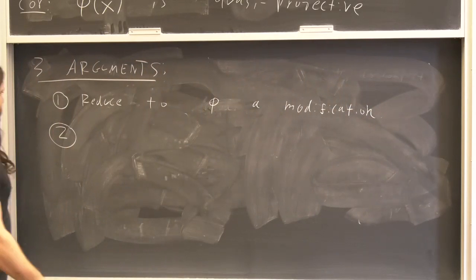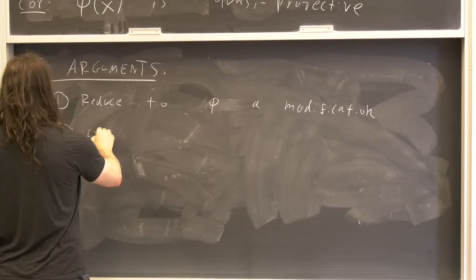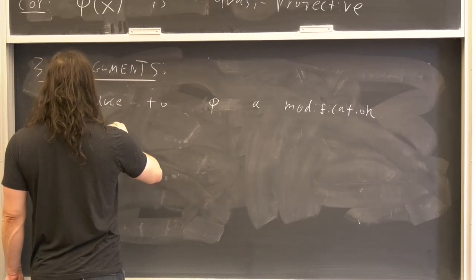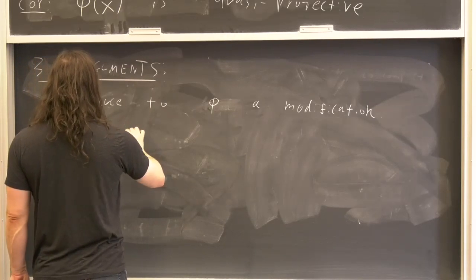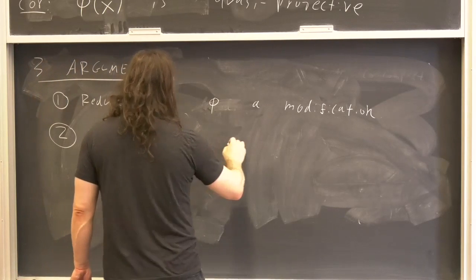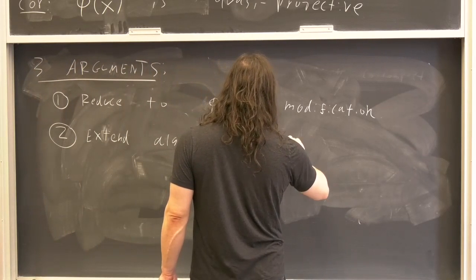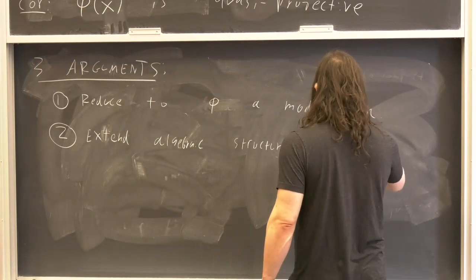The second kind of argument is you want to extend the algebraic structure that you have on the image over thickenings.